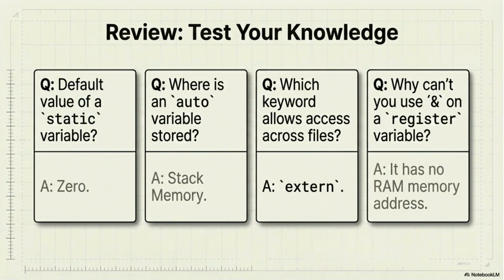Let's review. The default value of a static variable is 0. An auto variable is stored in stack memory. Extern allows access across files, and you can't use the address-of operator on a register variable because it has no RAM memory address.